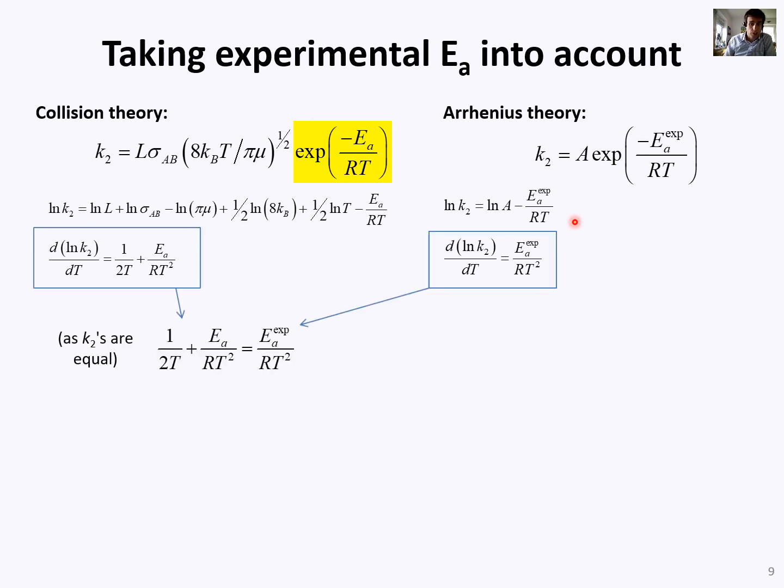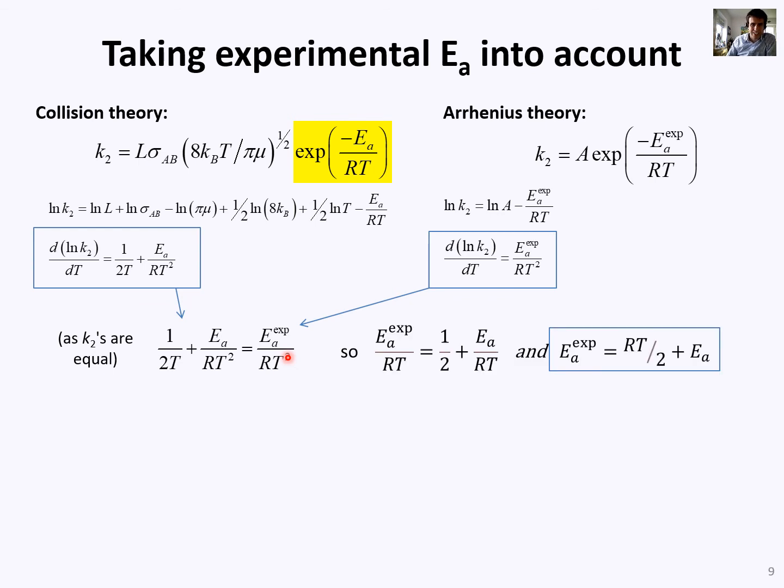Okay, so as I said already, the K2, so the rate constants, are the same, and so therefore we can say that this is equal to this, because these two are the same. Yeah. So that's what we've done here. And then we can basically rearrange this and simplify a little bit. And from that, we end up with this term here, which is basically saying quite clearly that the experimental activation energy is not the same as the activation energy that we've calculated so far in collision theory, but it's sort of similar, and it differs by this RT/2 bit.